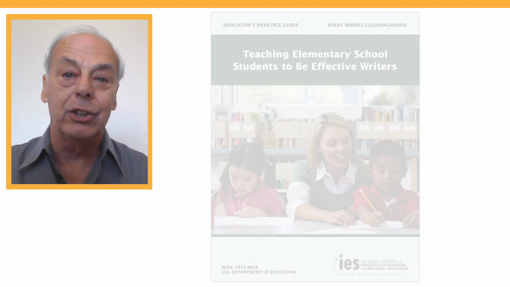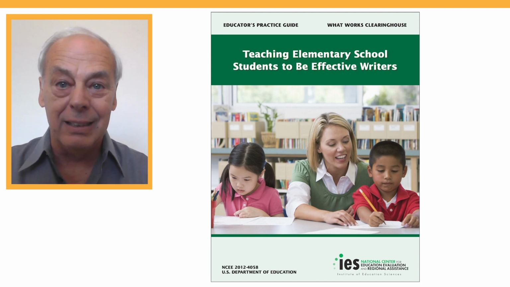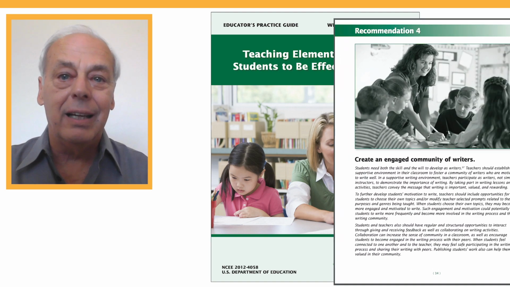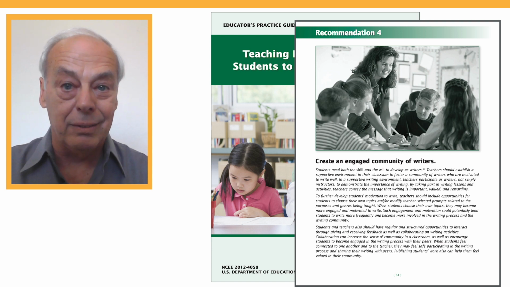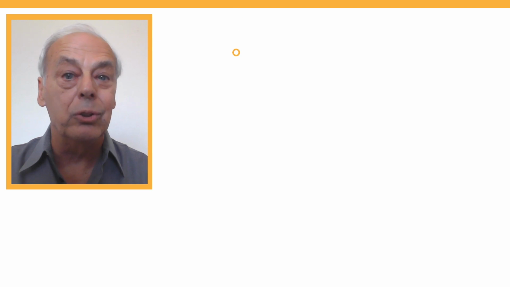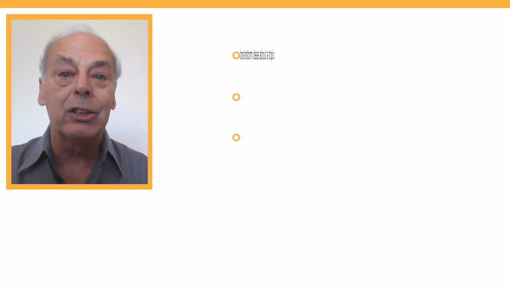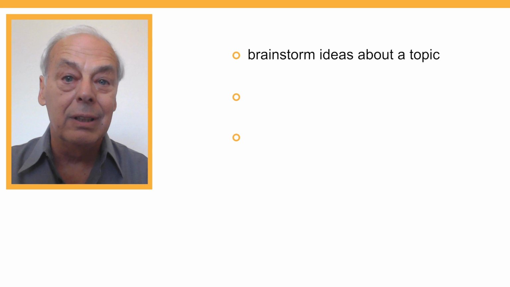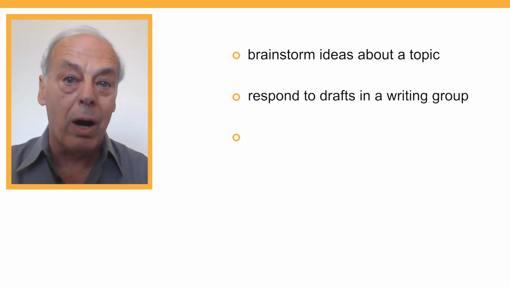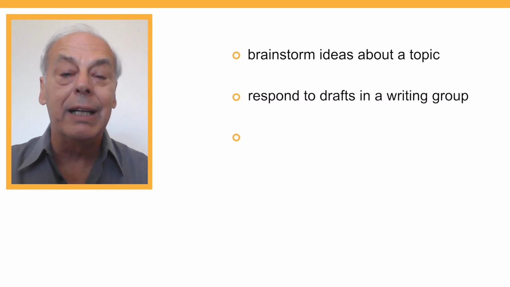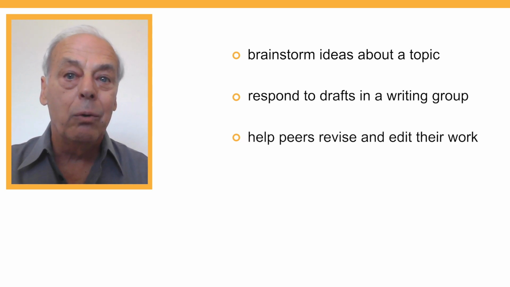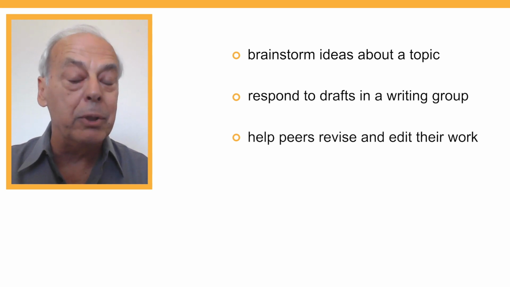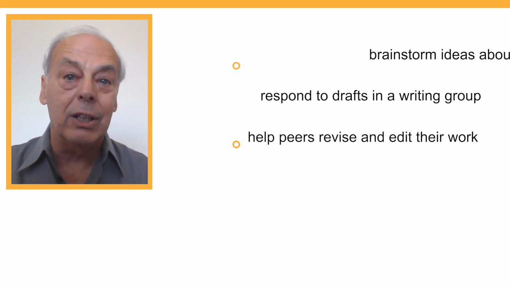One research recommendation in the K-6 Practice Guide is to create an engaged community of writers and to encourage students to write together. There are a lot of ways that you can help students write together. This includes asking them to brainstorm ideas together, having them listen and respond to drafts of writing as a group, and also having them help each other, their peers, when they revise and edit the compositions they produce.